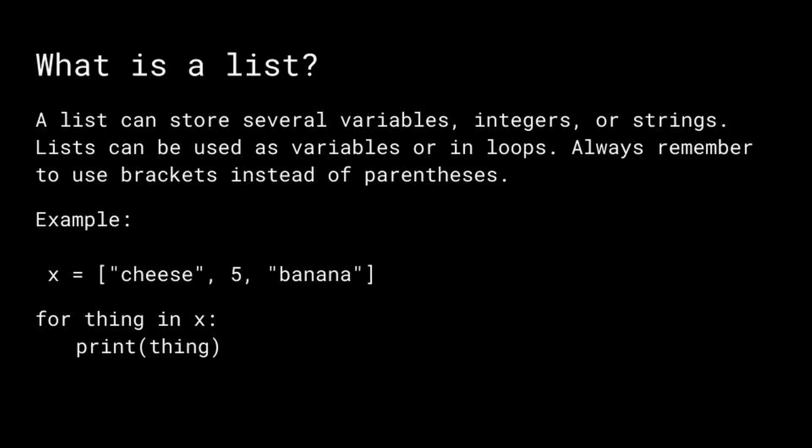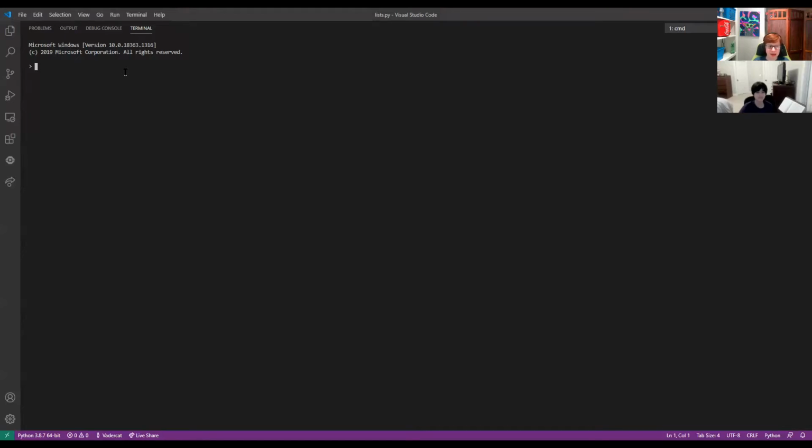So what is a list? A list can store several variables, integers, or strings. Lists can be used as variables or in loops. Always remember to use brackets instead of parentheses. So for example, as you can see here, the x variable is a list consisting of the string cheese, the integer 5, and the string banana. And then you can see in the for loop, which you are already familiar with, the for thing in x, you print thing. So let's talk about lists in the actual code.